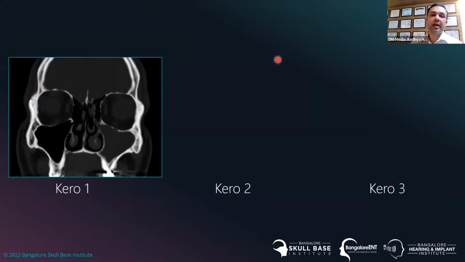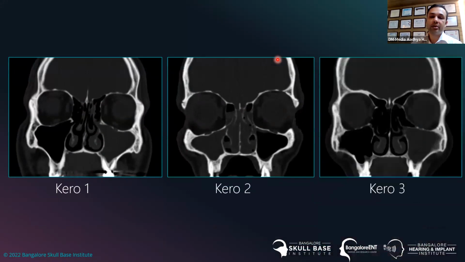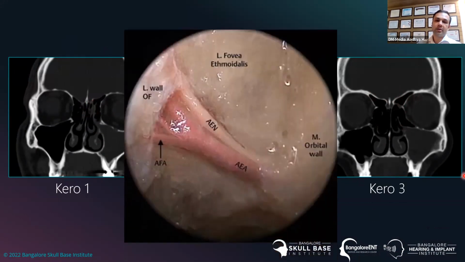So with respect to that, Keros has classified it into three types: Keros 1, Keros 2, and Keros 3, which is dependent on the depth of the skull base. 1 to 3 millimeters of the lateral lamella is Keros 1, 4 to 7 is Keros 2, and more than 7 millimeters is Keros 3. So as you go higher along the depth, more are the chances of injury.